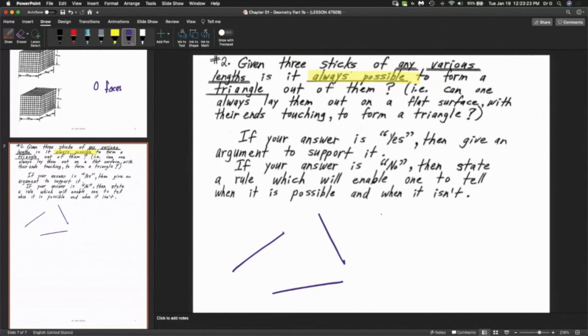No, no, and yes, and no, and no, and no. Yeah, it's a no. The reason is that one of these sticks could be really, really long. I was trying to draw it, but it's not reacting. There. There's no way you're going to make a triangle out of those sticks. See, this one here and this one here, they're not going to reach each other, so forget it. So the answer is definitely no. Then it says here, if your answer is no, then state a rule which will tell you when it's possible or not.